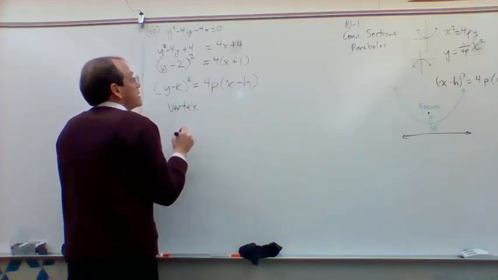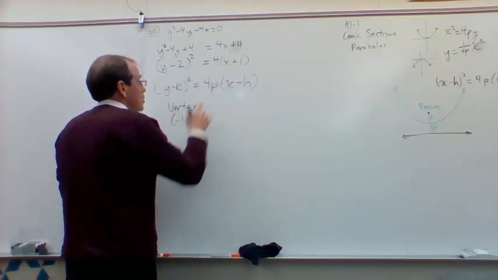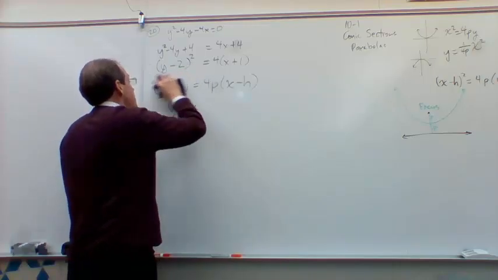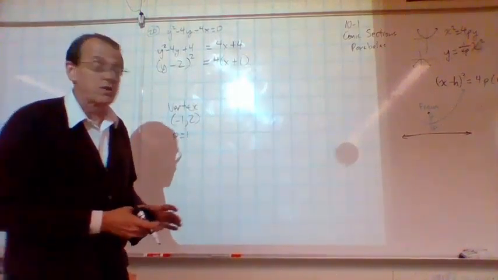It's at negative 1, 2. And I know p is equal to 1. So now I'm going to erase this equation because it's in my way, and I'm going to turn these lights on. So now I have my graph paper all set up here.